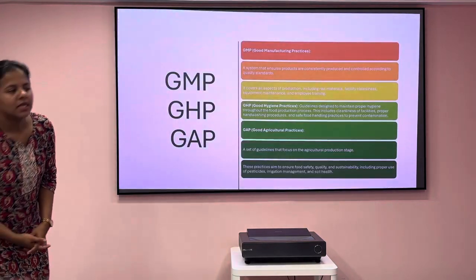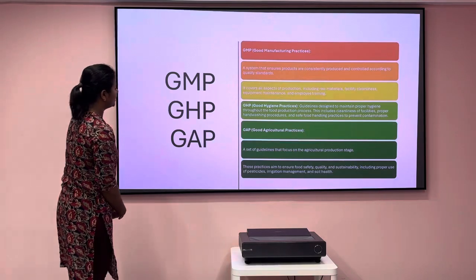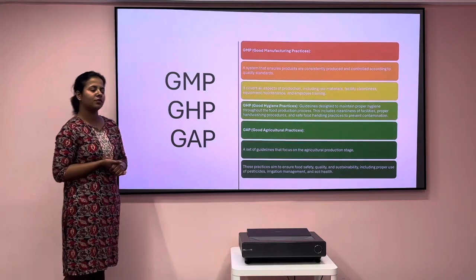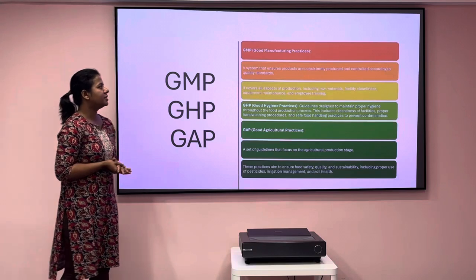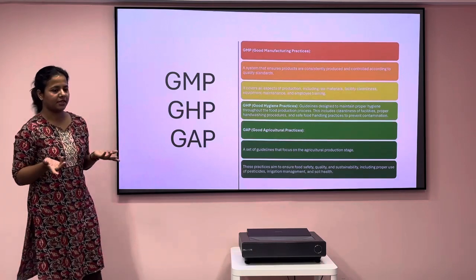Next is GMP, GHP and GAP. These are the other requirements of the food safety management system. What is GMP? GMP is good manufacturing practices.